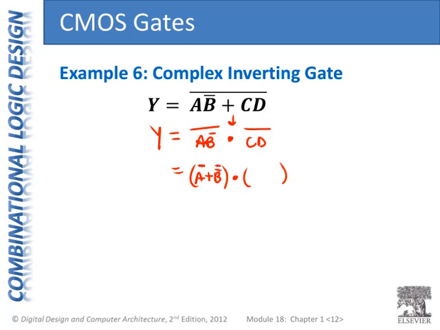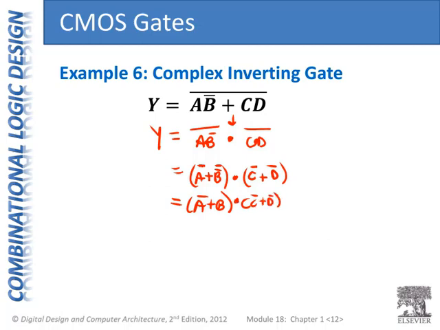Then we invert them as a second step. This AND also turns into an OR. We bring down the terms and then invert them. And we could do involution on this and get A bar or B, and quantity C bar or D bar.